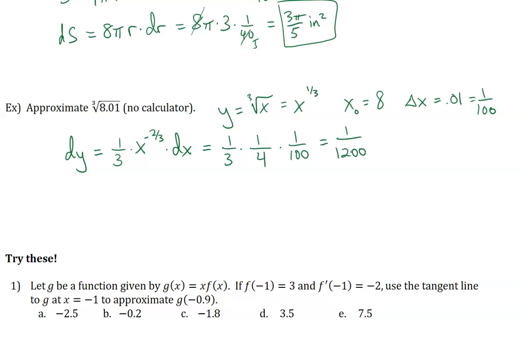Now, this problem is also a little different in the final answer that it is asking for. It is not asking us for the approximate change as x increases from 8 to 8.01. It's asking for the approximate value. And the cube root of 8.01 is not 1 over 1200. Okay, it should be something that is slightly bigger than 2, right? So this is where we need to go one step further.